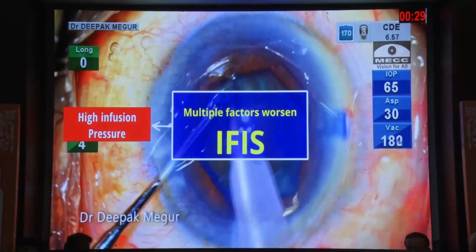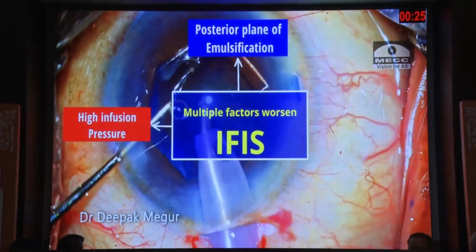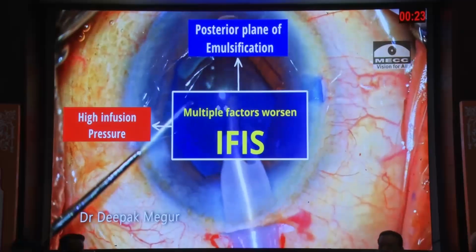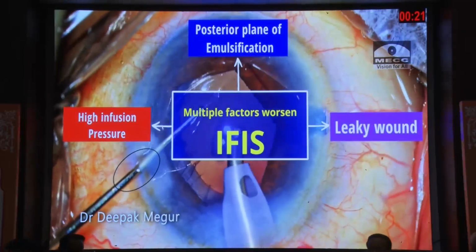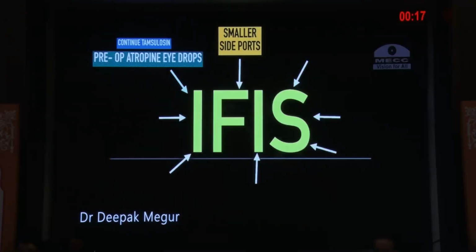So there are multiple factors which can worsen intraoperative floppiness. High infusion pressure and posterior plane of emulsification are a few factors which are going to really worsen it, and a leaky wound is probably worse than anything else.